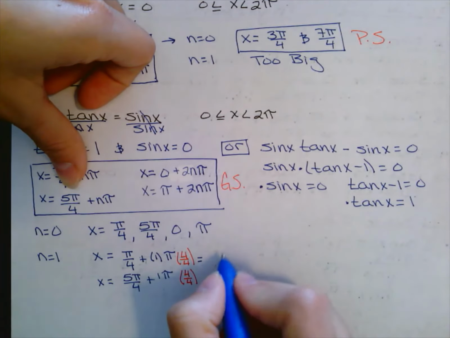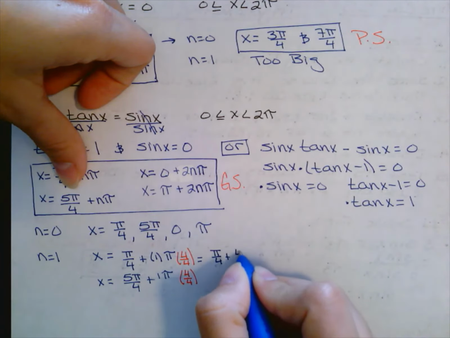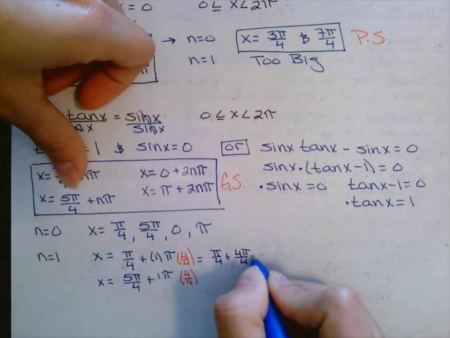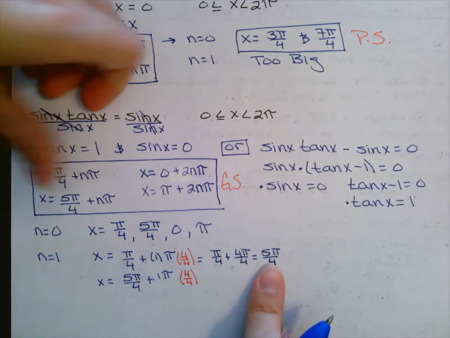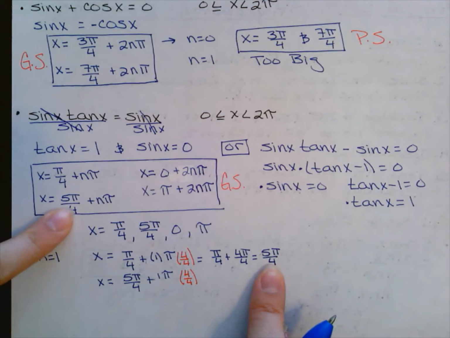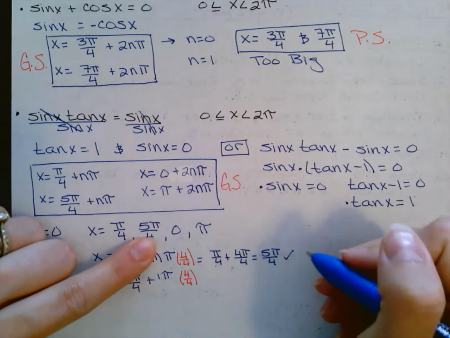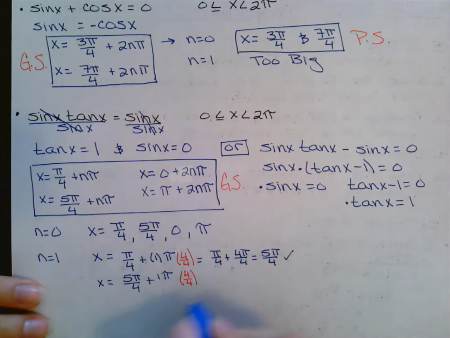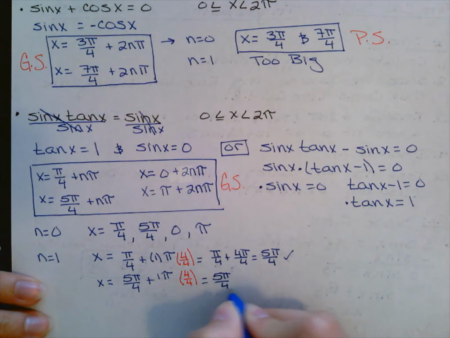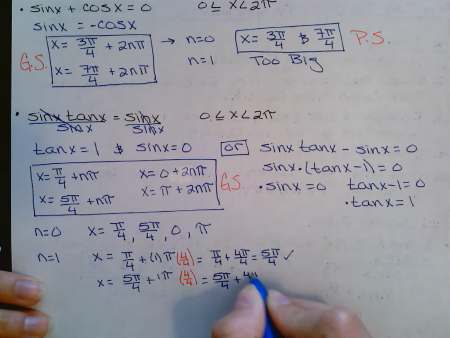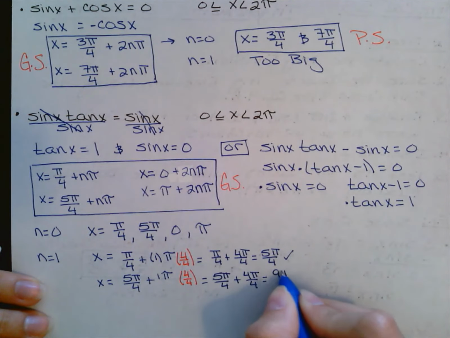So what I'm really adding is pi over 4 plus 4 pi over 4, which gives me 5 pi over 4. And if you notice, I already had 5 pi over 4 in my answer. So that's okay. This is still within my domain, but I was already including it in my answer, okay? Let's do the bottom one. 5 pi over 4 plus 4 pi over 4 gives me 9 pi over 4.